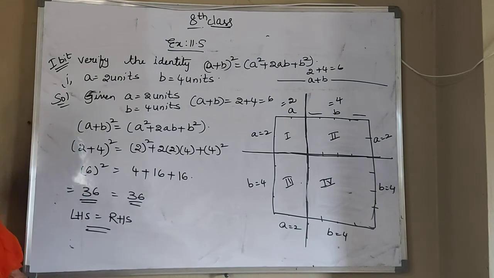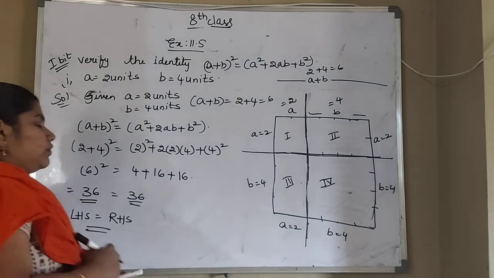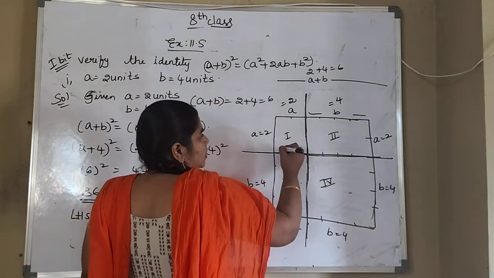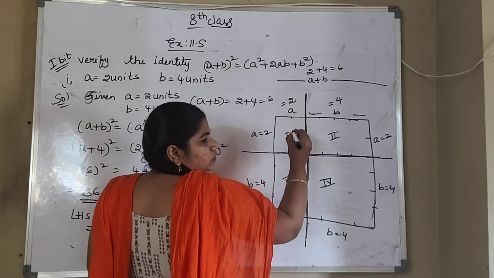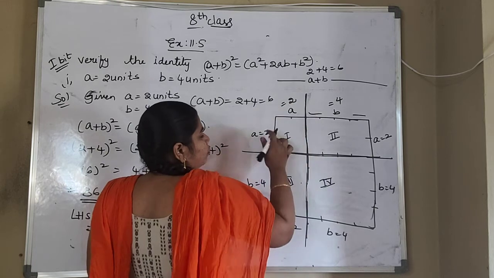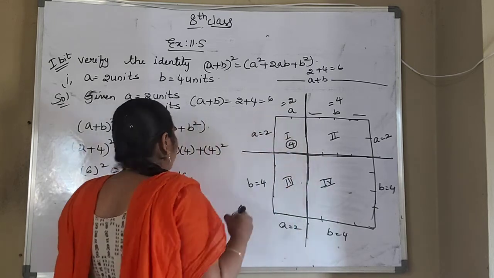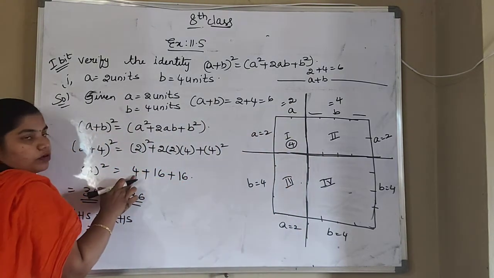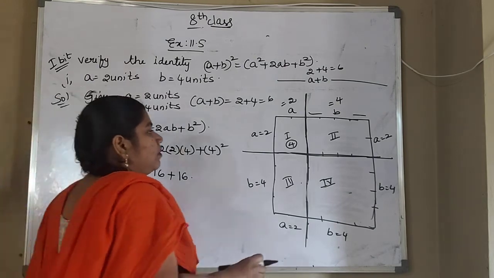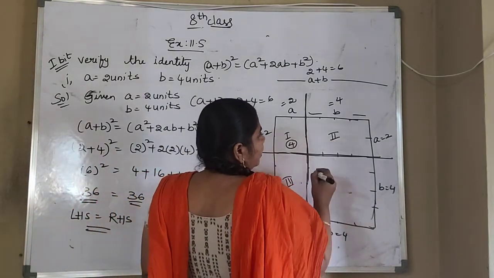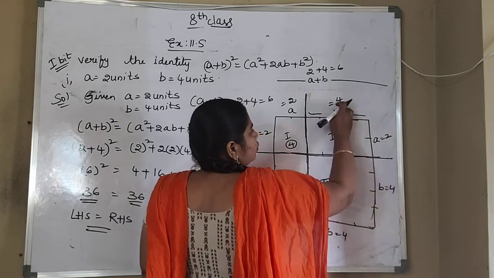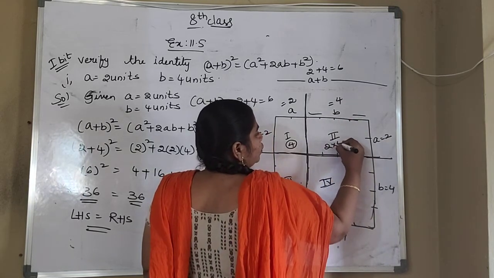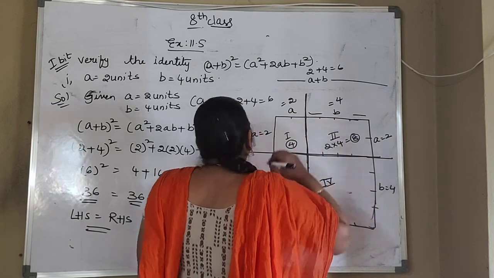Okay, so here what is the first figure? This is a square. So area of a square is what here? Area of a square is equal to s into s. That means 2 into 2 will be equal to 4. So already we got here 4. Okay, next. What is next one? Rectangle. Area of a rectangle is what? Length into breadth. So 2 into 4 will be equal to 8.